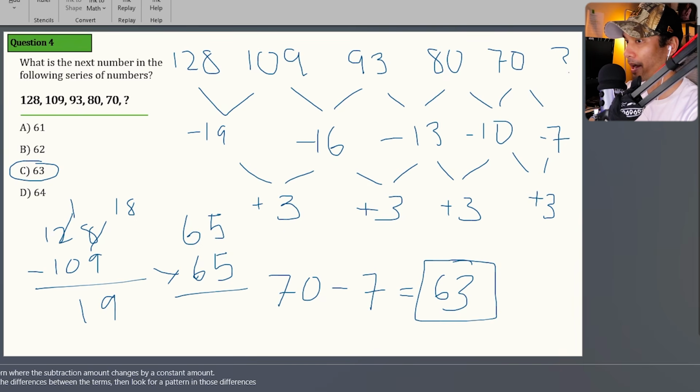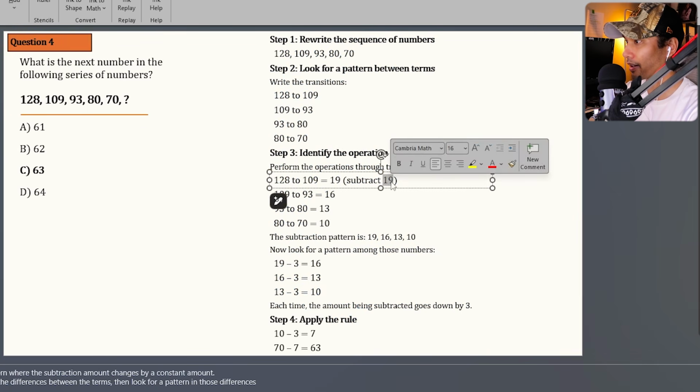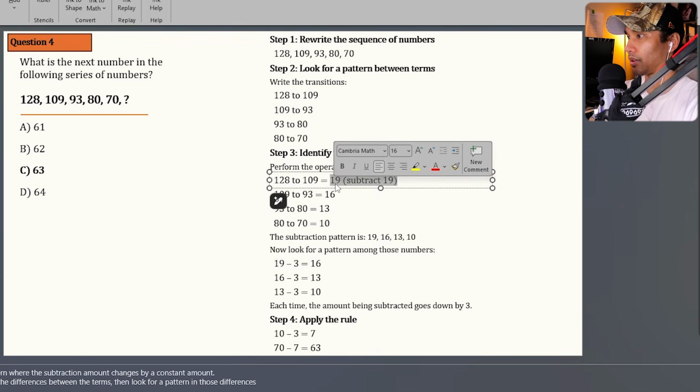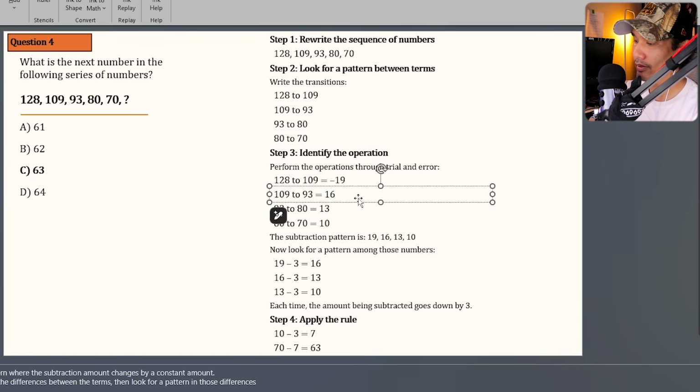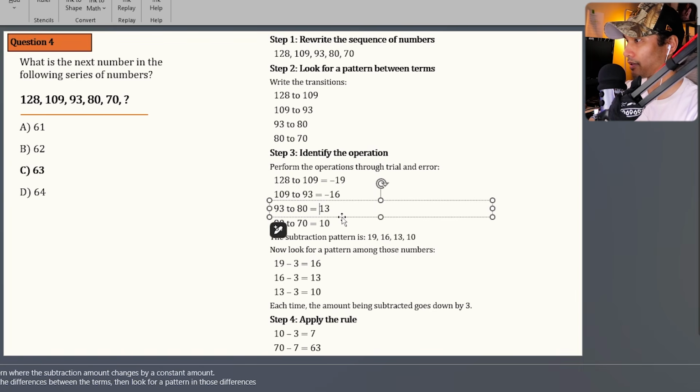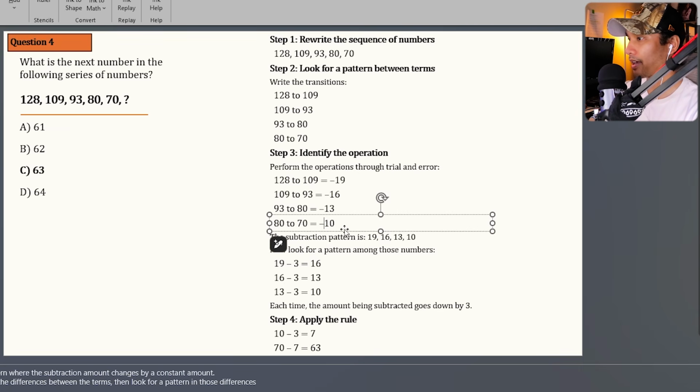All right, minus 9. I think I'll just correct that. I'll just correct it right here. 128, just for you guys. 128 to 109, that is minus 19. And over here, minus 16, minus 13, and minus 10. Right? 80 to 70 is minus 10. And we have the subtraction pattern. I mean, that makes sense because I put subtraction pattern. 19, 16, 13, and 10.